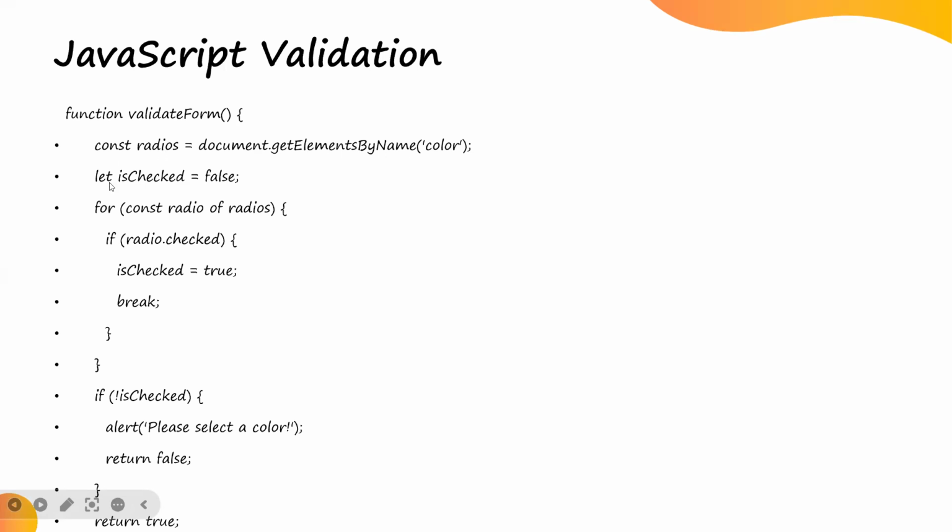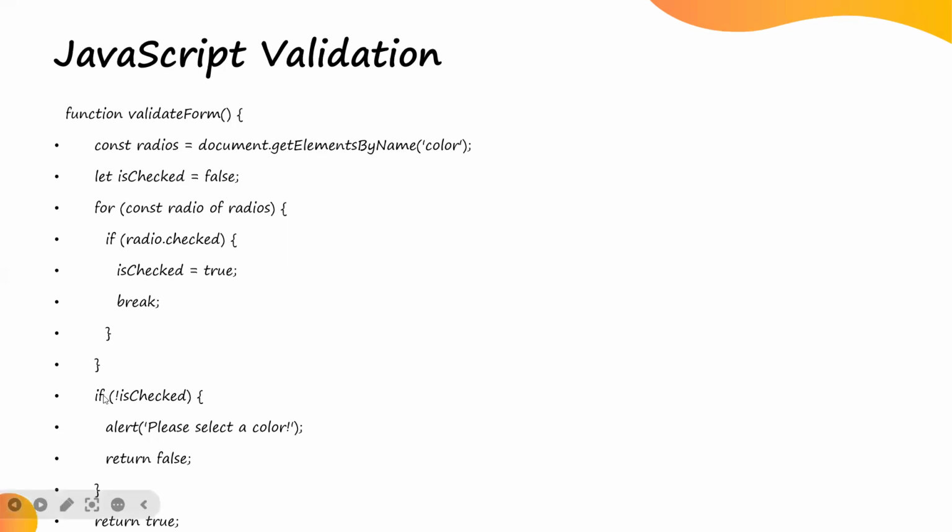And here we have it. We are creating a variable, isChecked. We are looping through all of them, and for each one we check, is the radio button checked? If the radio button is checked, then we reassign the isChecked variable to true. Once it is checked, we break out of this for loop.